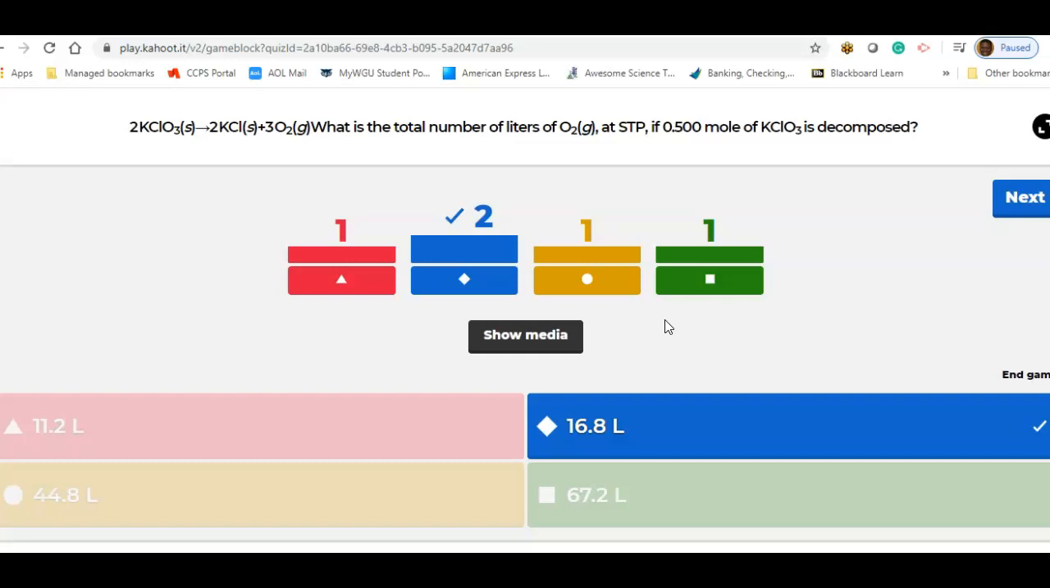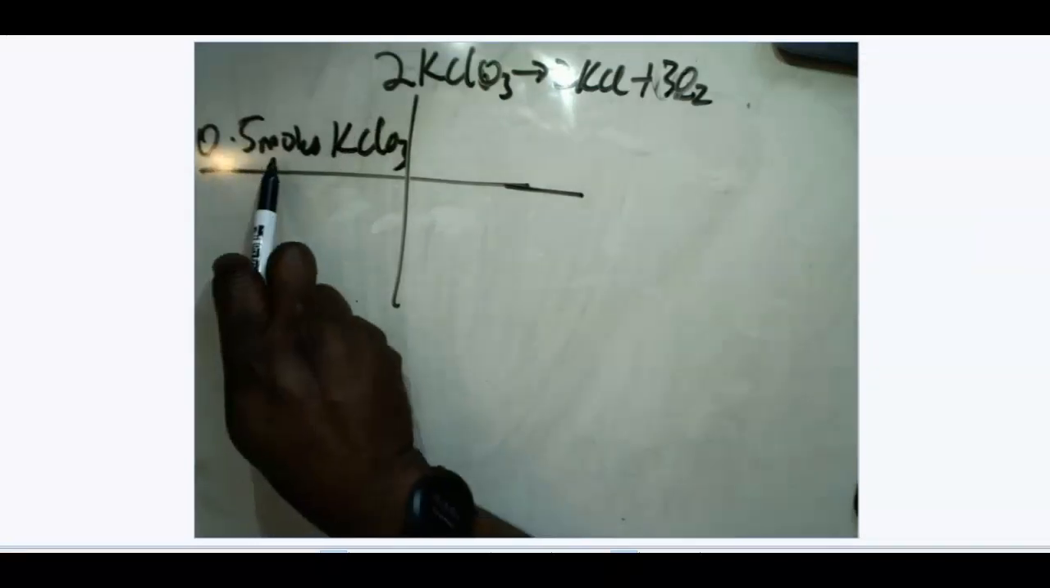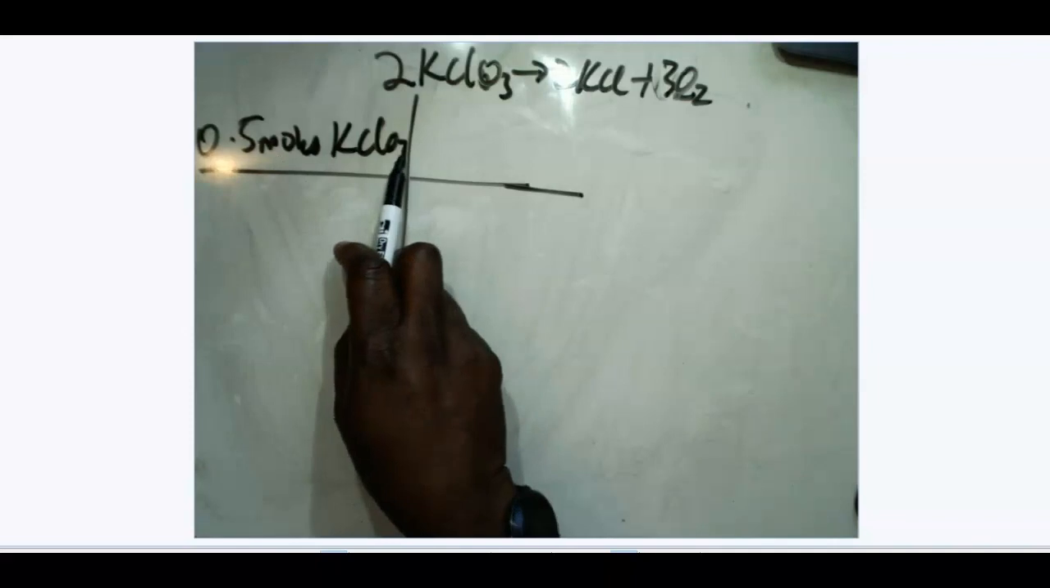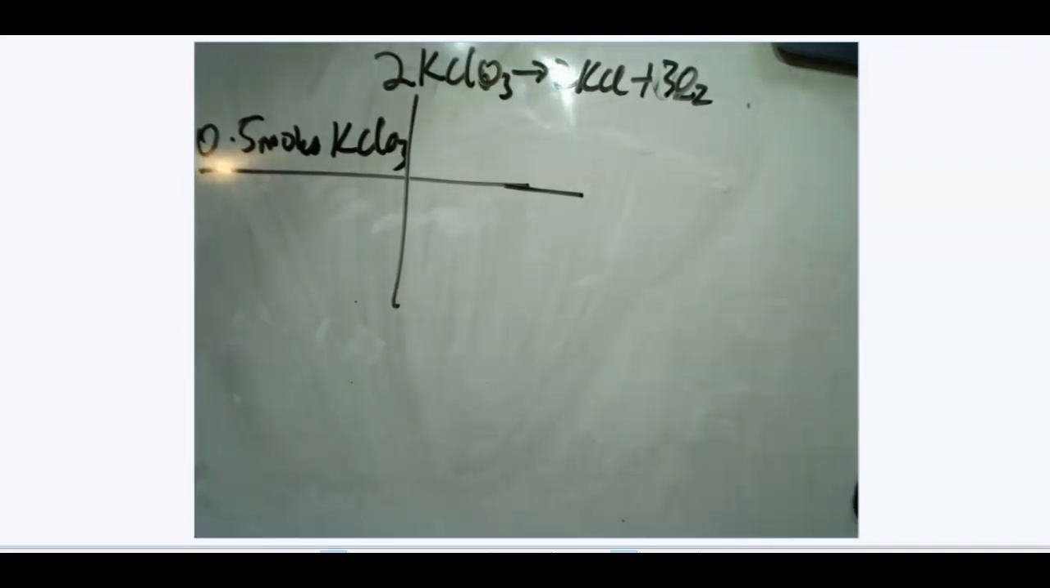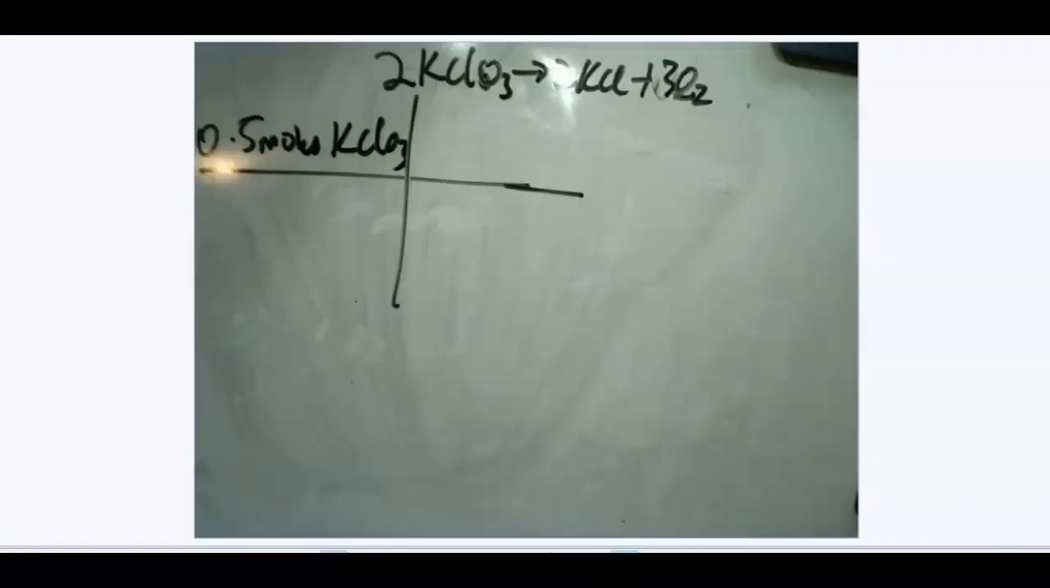All right. Let's go back to class. What is the total number of liters of oxygen gas at STP? We're looking for number of liters now. An equation is involved. So let's see how you do that. You have 0.5 moles of KClO3 given to us, and you want to find out how many liters of oxygen. So we're looking for oxygen, liters.